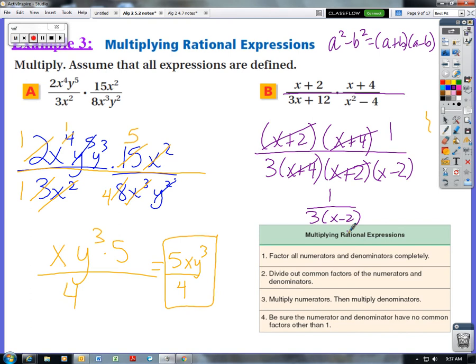Here is a chart listing some of the ways. So we factored, then we divided, which is canceling, and then multiplied. I did the 3 times that. Be sure the numerator and denominator have no common factors other than 1. So yeah, that means it's completely reduced.